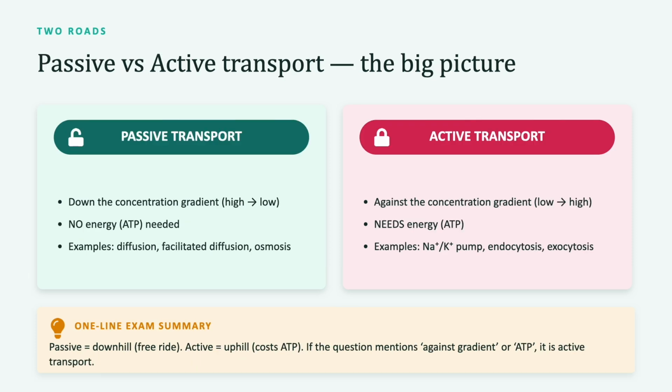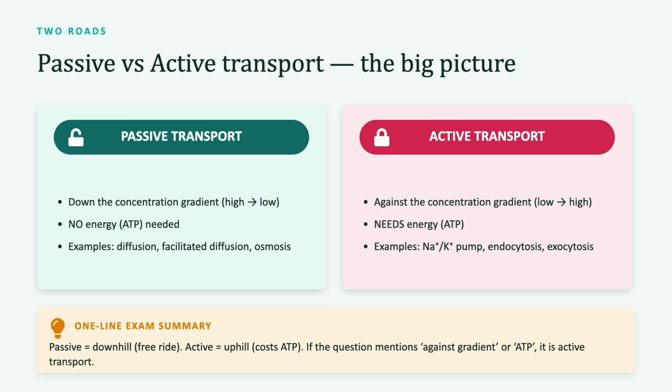Before we dive into each type, let us set up the big picture. There are two roads a molecule can take across the membrane. Passive transport is a free ride. Molecules move down their concentration gradient from high to low, like a ball rolling downhill. No energy needed. Diffusion, facilitated diffusion, and osmosis are all passive.